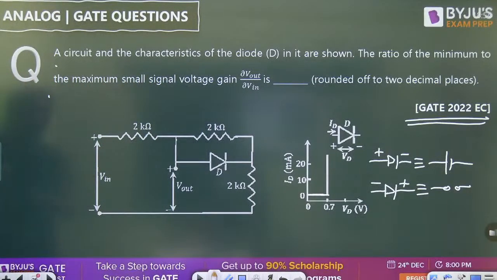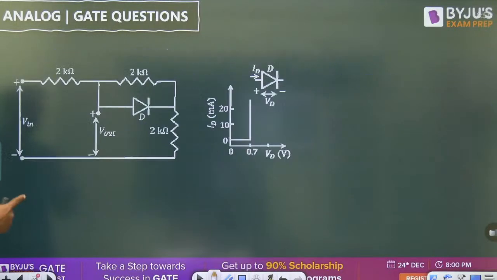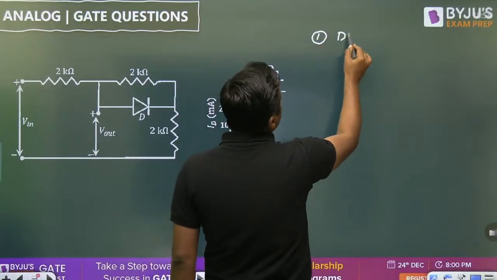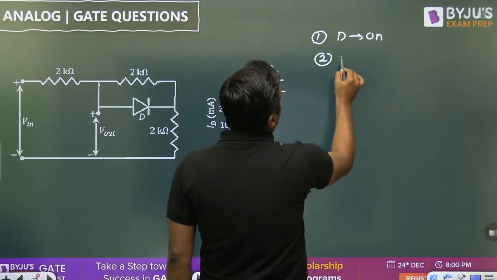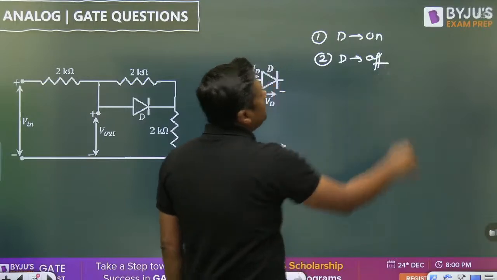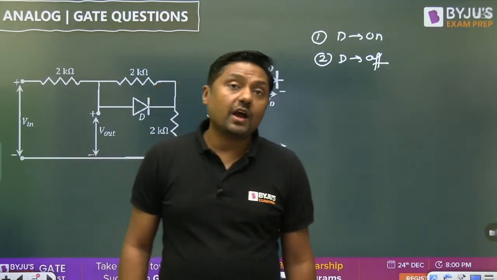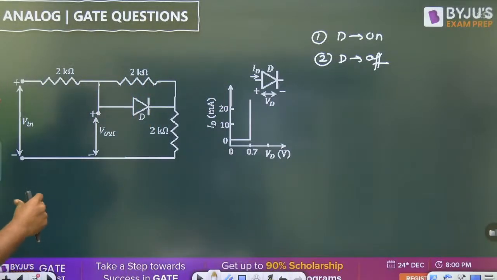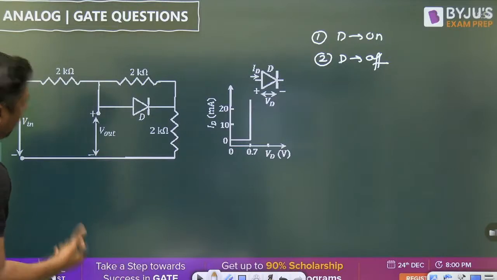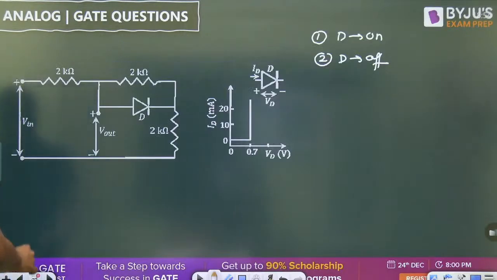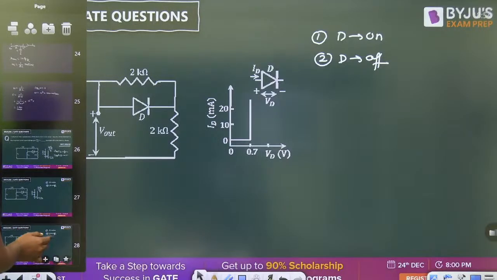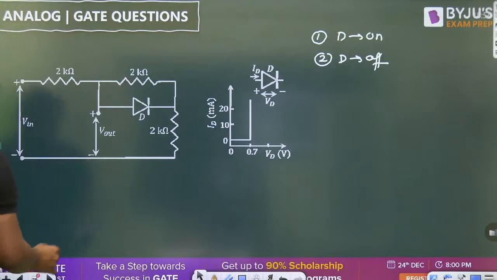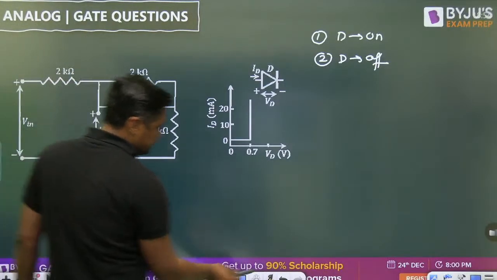Now, we are having two cases. When there is a diode, there will always be two cases. First case is diode on. Second case is diode off. Diode on or diode off, we have to find the gain. Let the first case be when the diode is off, then what will be the gain? So we will check the gain when the diode is off.